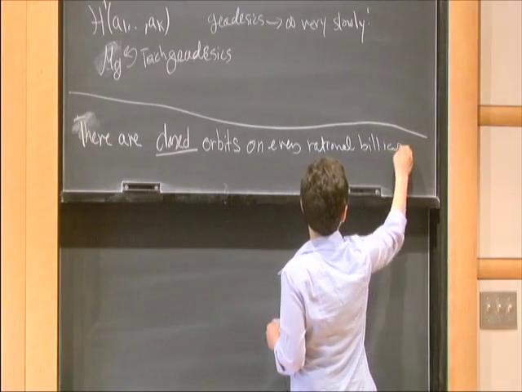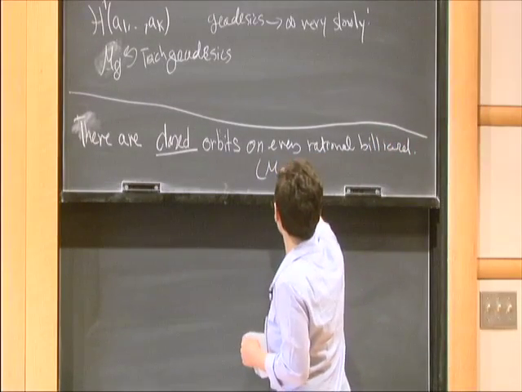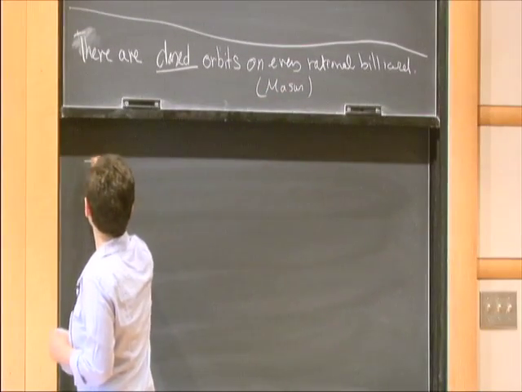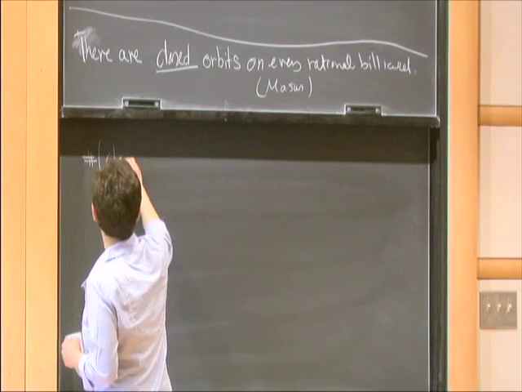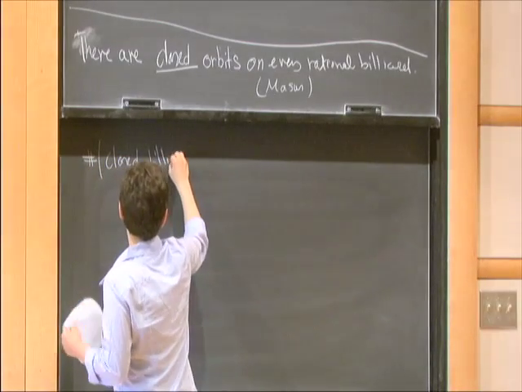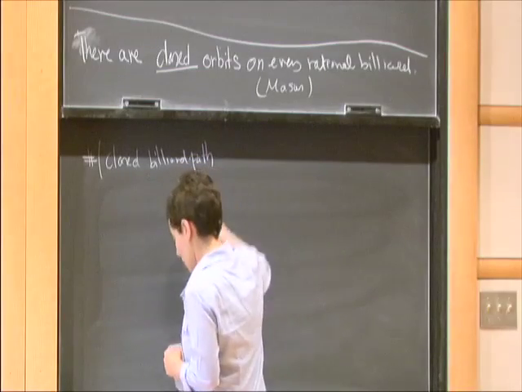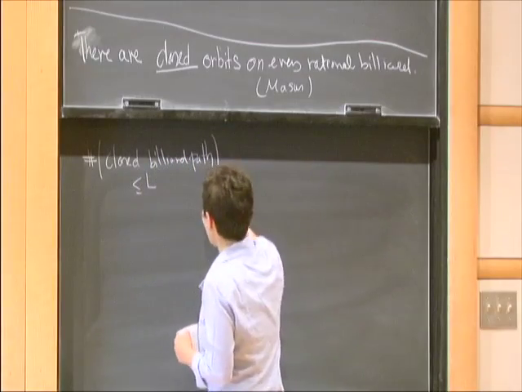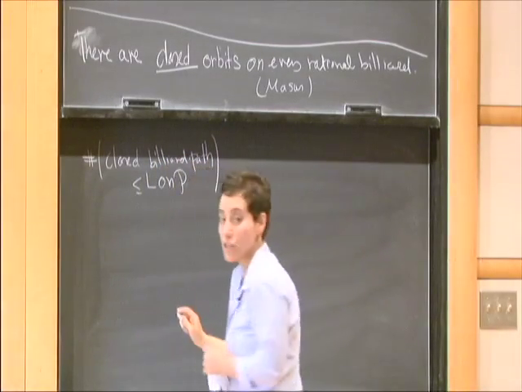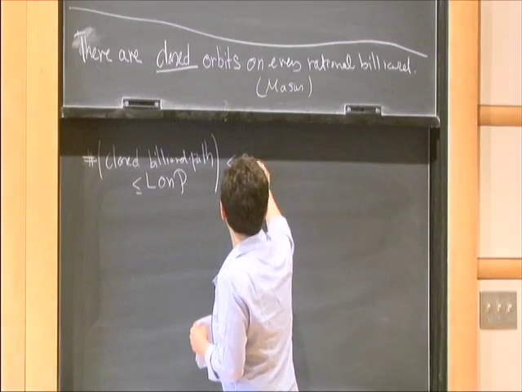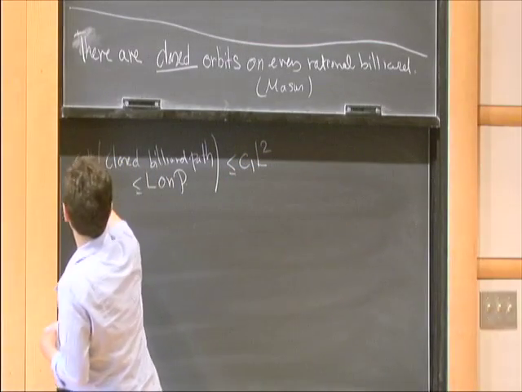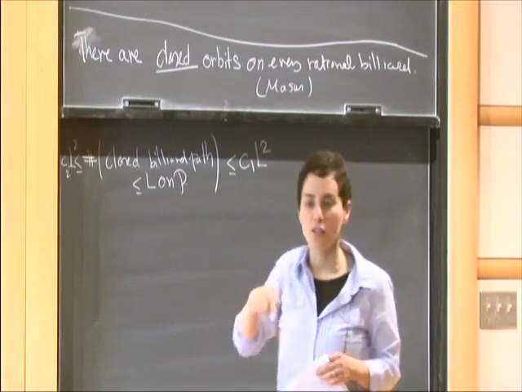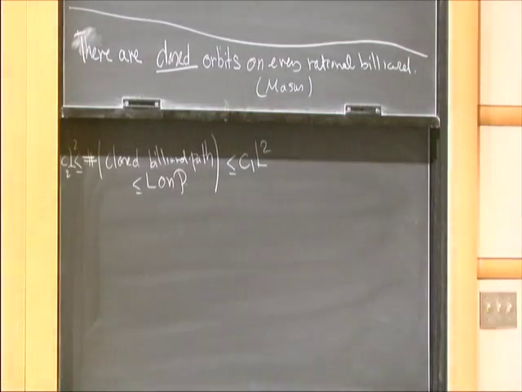And so that goes back to Masur, and not only that, what he proved was that the number of closed billiard paths, I mean the classes, as Peter pointed out, of length less than or equal to L on a fixed rational billiard grows quadratically in L, if the length is just the Euclidean length that you have on the billiard.